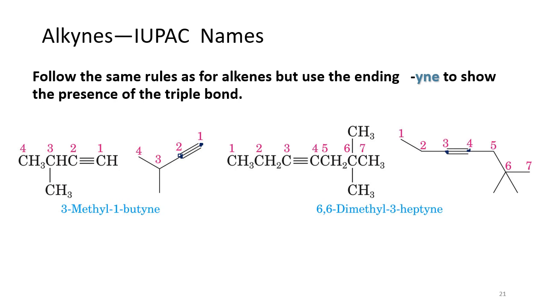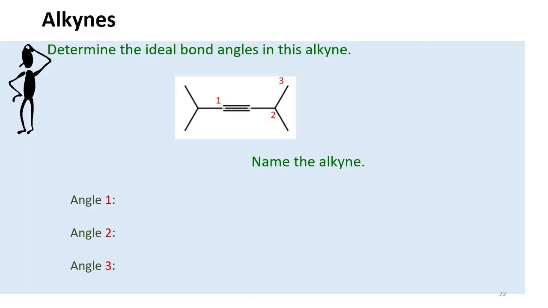Do the same kind of naming that we did before. You count from the side that gets you to the carbon of the triple bond sooner, and then name your substituents as you normally would. Let's go ahead and look at a structural formula and determine the ideal bond angles. Give that a try and come back when you're finished.